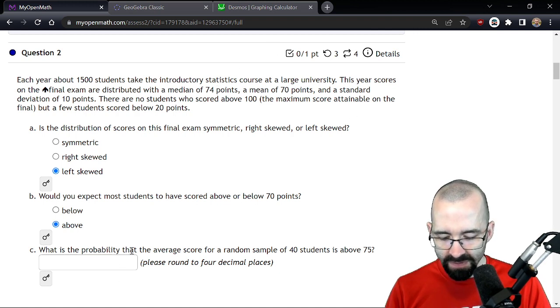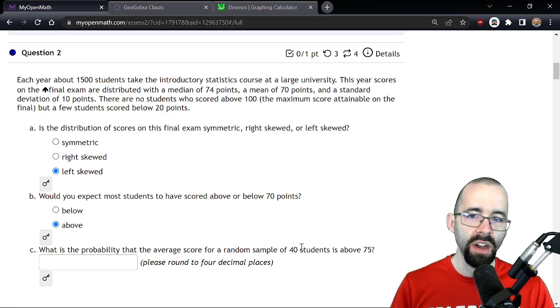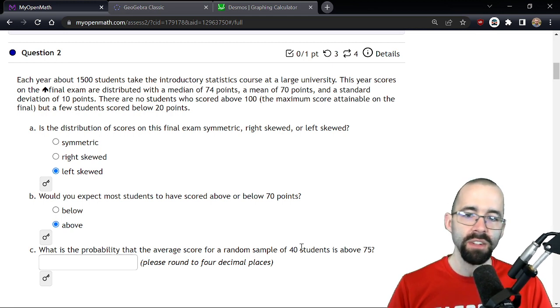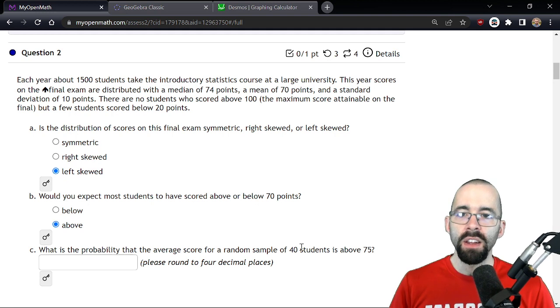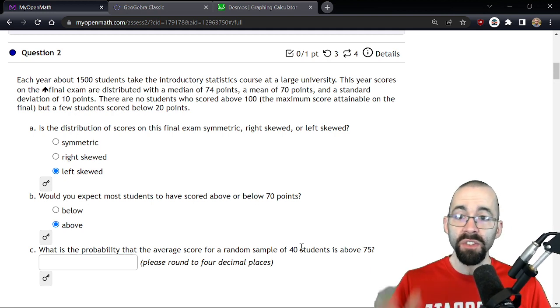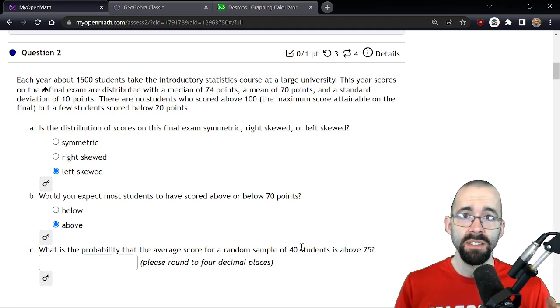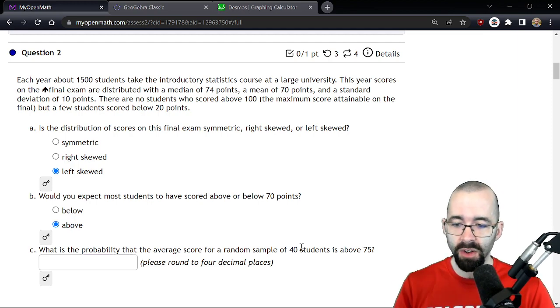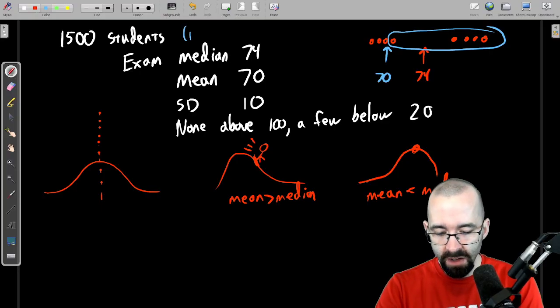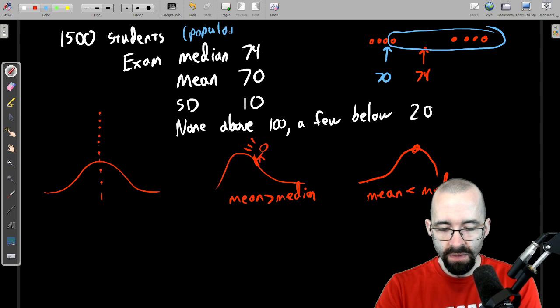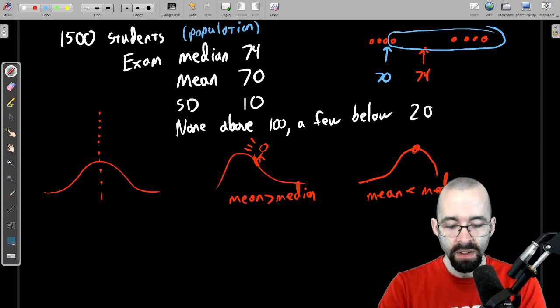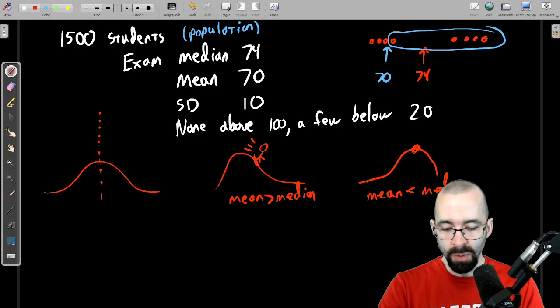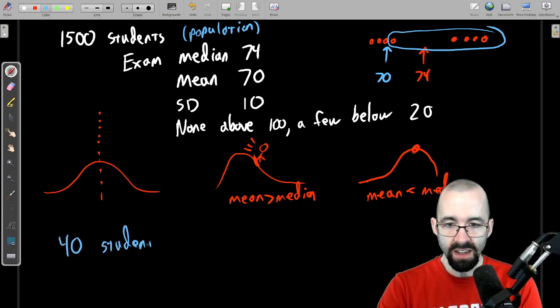Yeah, great. What's the probability that the average score for a random sample of 40 students is above 75? Now we're really getting into sampling distributions. We're taking a sample. There's 1,500 students who took this class. Population is 1,500. Okay, that we know that now. Our sample is just the 40 students that we're looking at. 40 students is that sample.